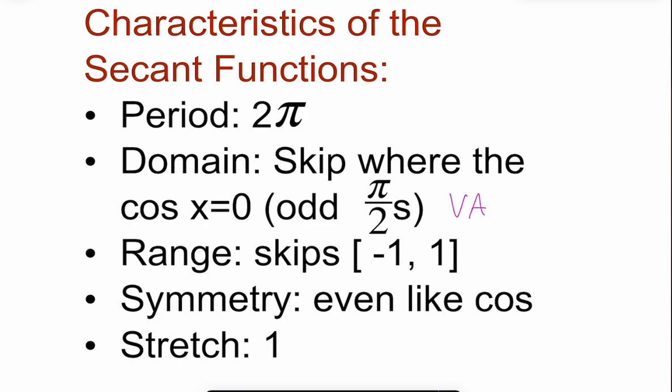The symmetry, it is even like the cosine. Now, if you add a phase shift on there, it might not be. And then the amplitude or stretch normally is 1. So that's what the parent function looks like. Now, of course, if we manipulate the function at all, these things will change along with it. But we found how to change those things.